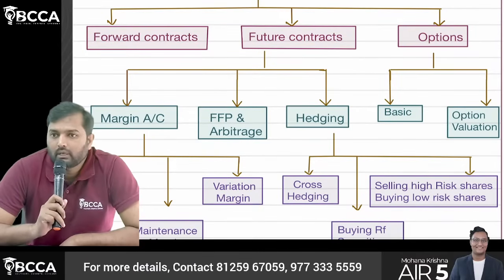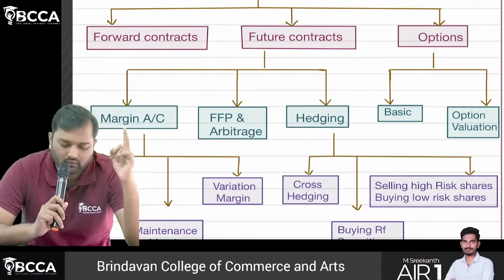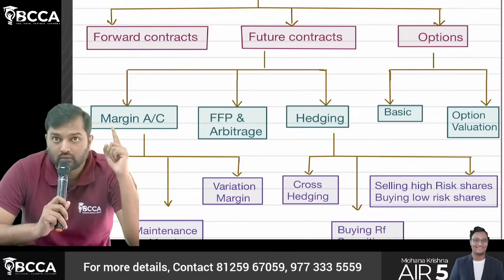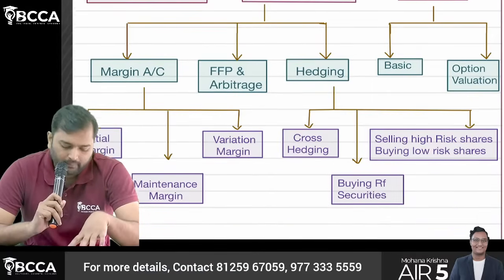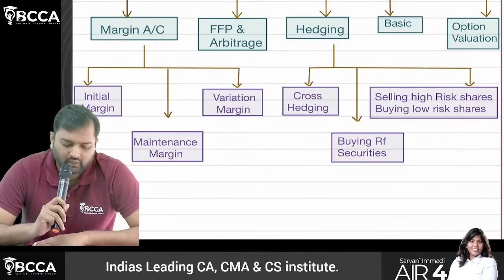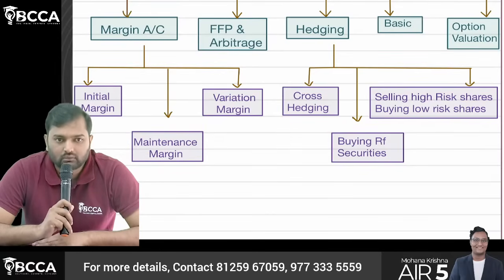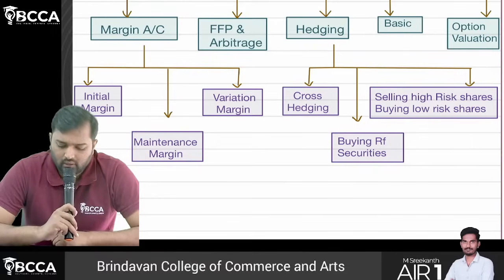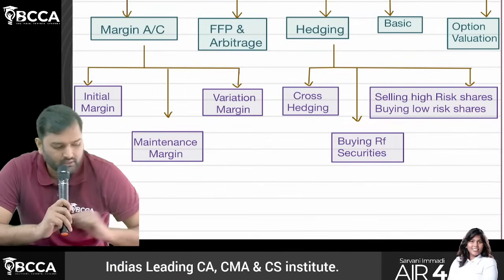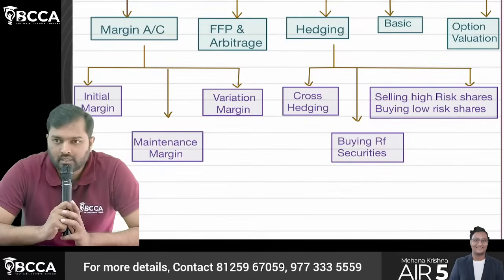So total how many parts we have? 2 parts, futures and options. In futures we have 3 categories: margin account, fair future price, and arbitrage, hedging. In options we have basic questions and option valuation. In margin account we have 3 types of margin: initial margin, maintenance margin, and variation margin. In hedging we have 3 types: cross hedging, taking an opposite position in index, buying risk free security, selling high risk shares, and buying low risk shares. I have arranged all the questions systematically for the hedging concept. You need not worry.